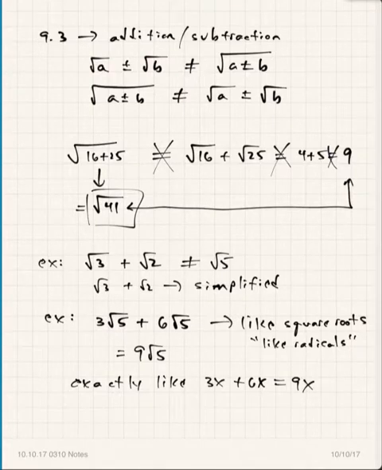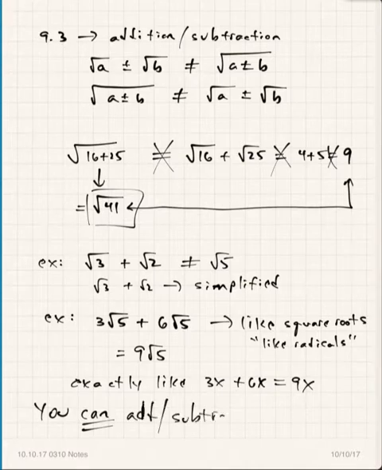So if the radicals are like radicals, then you are allowed to add or subtract. So you can add or subtract like radicals.